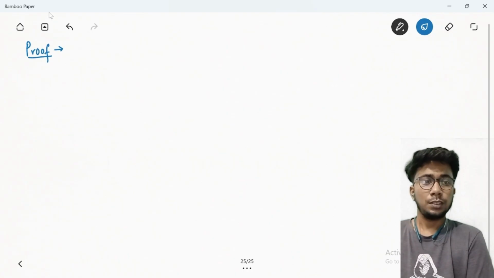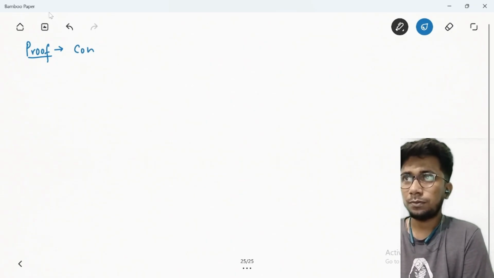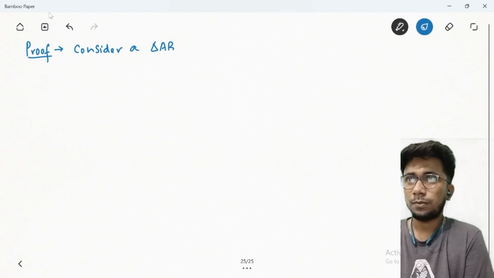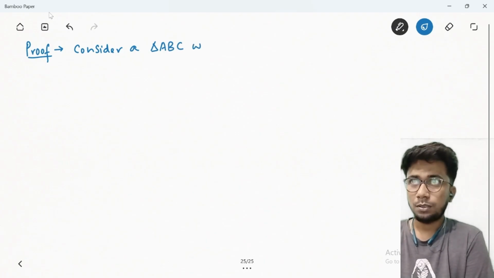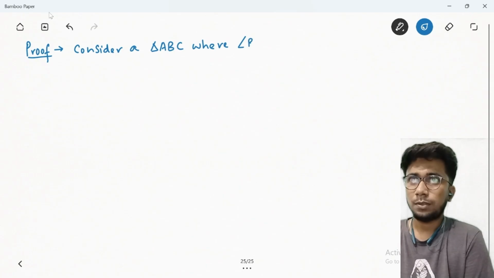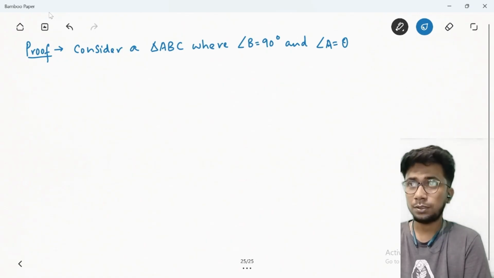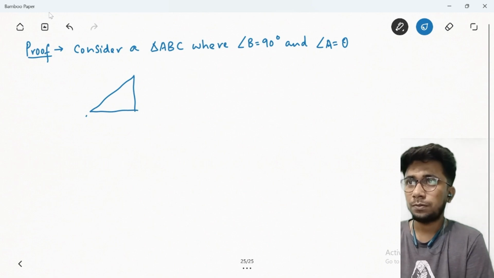Fine. Now consider a triangle ABC where angle B is 90 degrees and angle A is theta. Fine. That means just consider this triangle ABC where this one is 90, this one is theta.